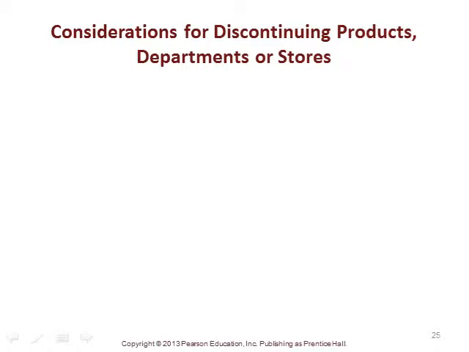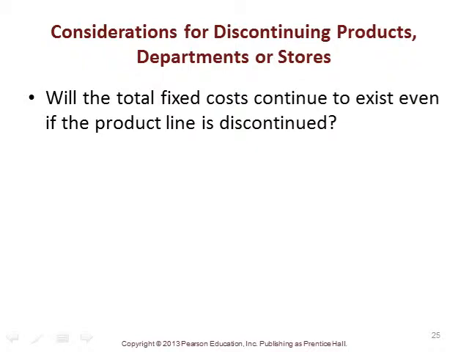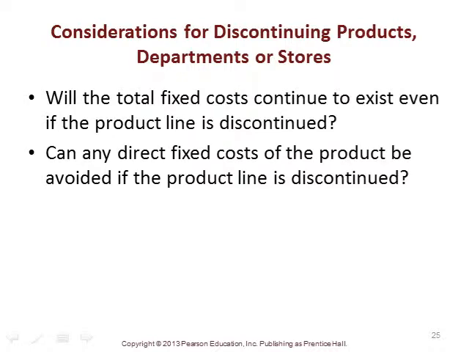And so we talk about what are some of the considerations for discontinuing products or stores. We ask, will the total fixed cost continue to exist even if the product line is discontinued? And if that's the case, well, we could see in our prior example that we at least covered $50,000 toward covering those fixed costs. And if they're going to continue to exist, what are we going to do to generate at least the $50,000 we've lost by discontinuing that to go toward covering these continuing to exist costs?